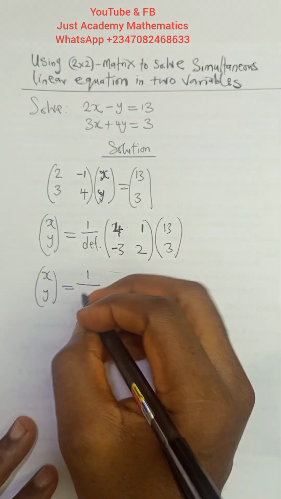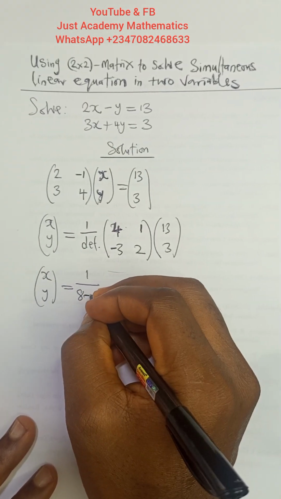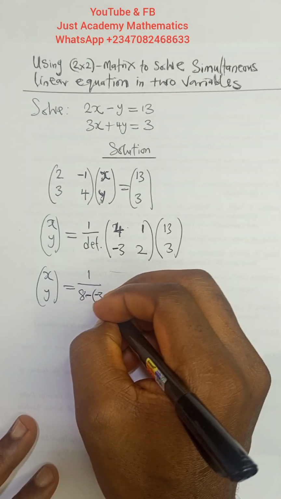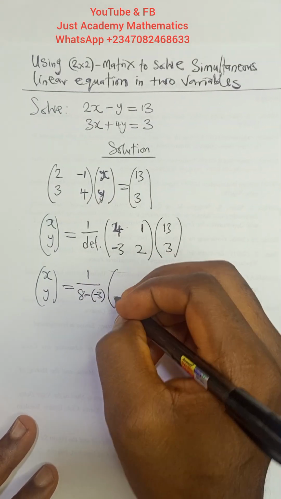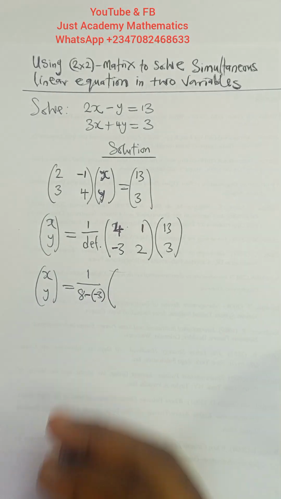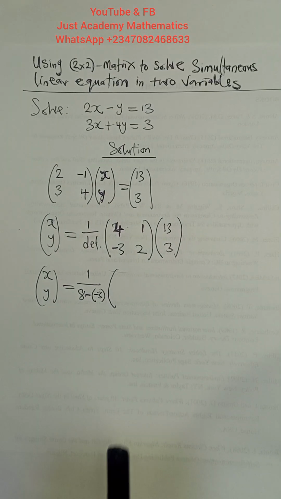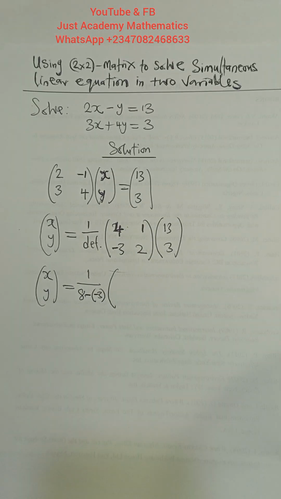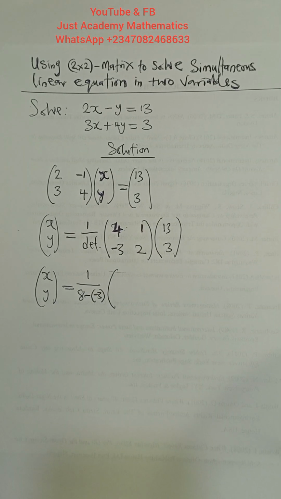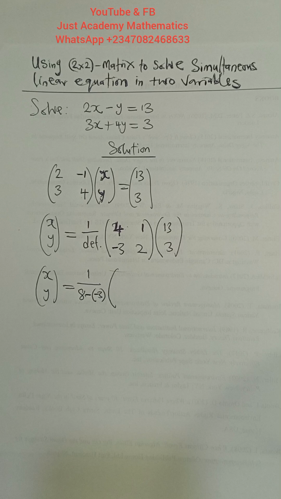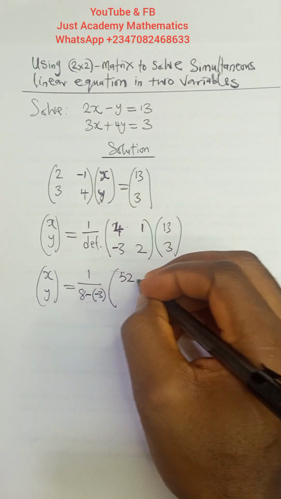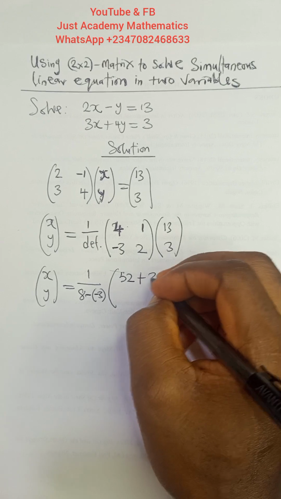2 times 4 is 8 minus 1 times 3 is minus 3. Then what do we have here? Of course, for this one now, if we open the bracket here, we have 4 times 13. 4 times 13 will give us what? Will give us 52. So we'll write 52 here, plus 1 times 3 is 3.